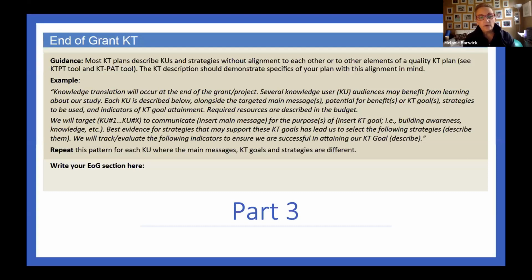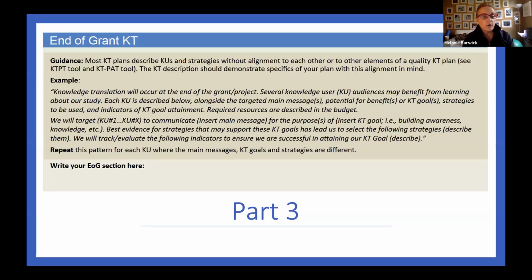So you might type out in whatever section you have, knowledge translation will occur at the end of the grant or project. And remember, you've talked about your integrated knowledge translation in the previous paragraph. So now this is just about your end of grant activities. You would go on to say several, maybe you want to specify 1, 2, or 3 knowledge user audiences may benefit from learning about our study. Each knowledge user is described below alongside the targeted main messages, potential for benefit or KT goal, the strategies to be used, and the indicators of KT goal attainment. Required resources are described in the budget, so that's just good grantsmanship.